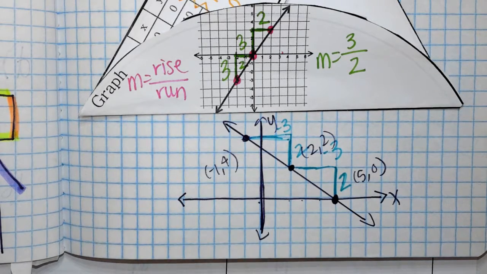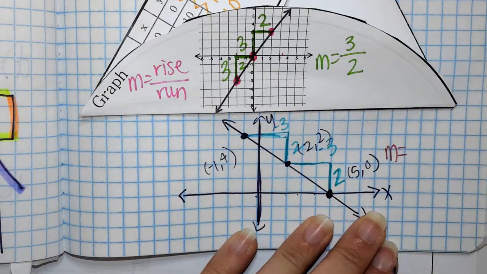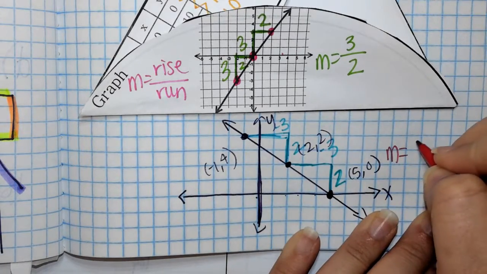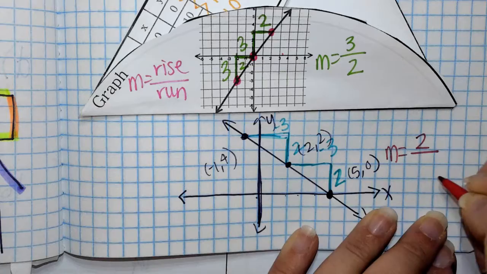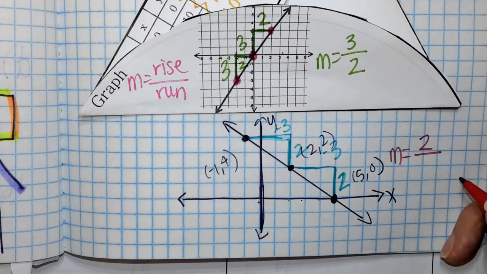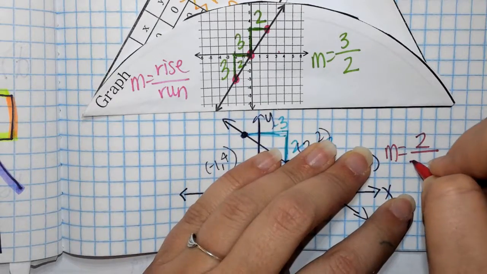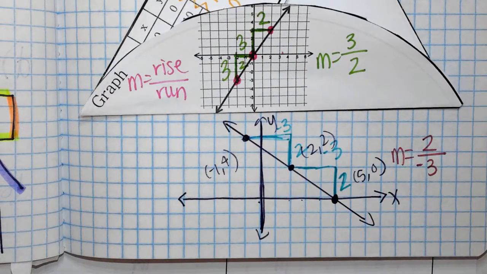Now, what is the slope of this line? Remember, it's rise divided by run, so what would the slope be? What is the rise? 2 divided by, what's the run? -3. It is important that you put the negative because we're falling down the hill, so you have to have the negative. Does everybody understand?